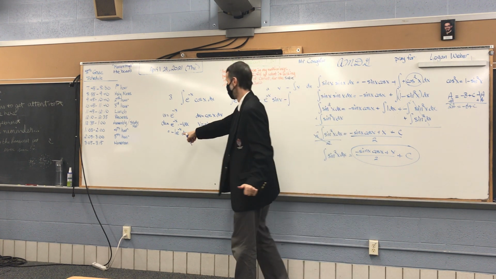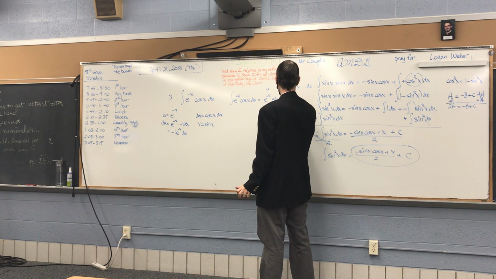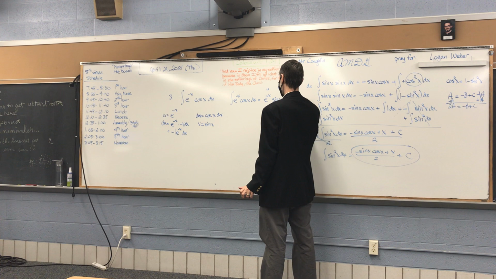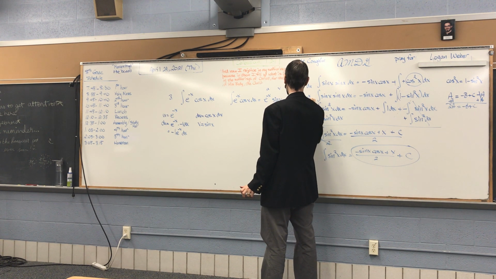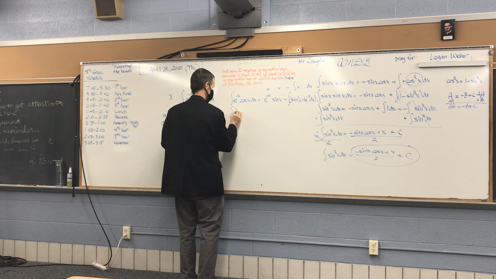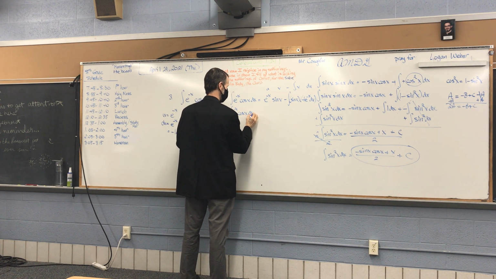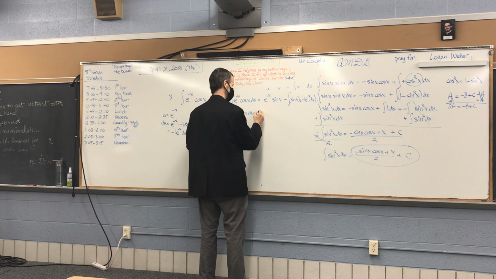Sine of x times negative 1 e to the negative x dx. Let's just simplify that. E to the negative x cosine of x dx equals e to the negative x sine of x.